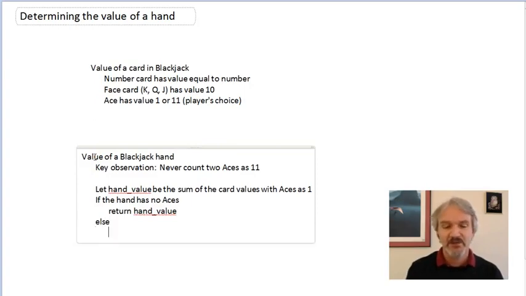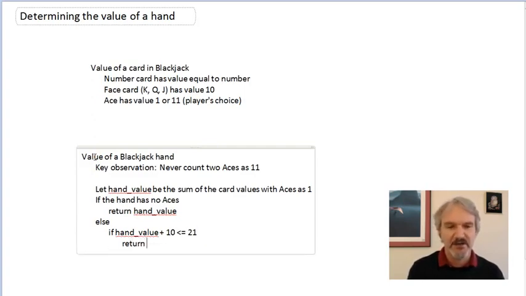So the logic we need is the following. What happens if we counted 1 of those aces as 11? That would increase the value of the hand by 10, and if it doesn't bust, we should probably do that. So else if hand value plus 10 is less than or equal to 21, we return hand value plus 10. Else, we return hand value.